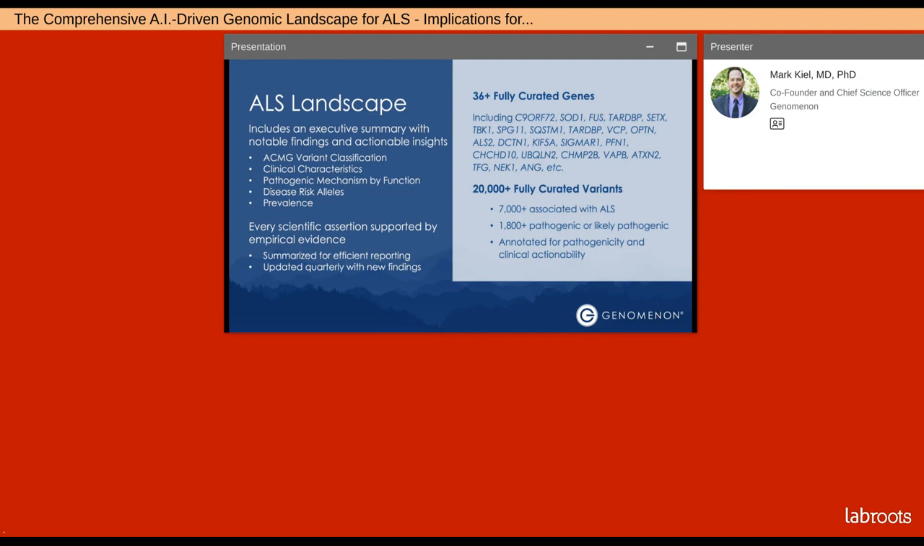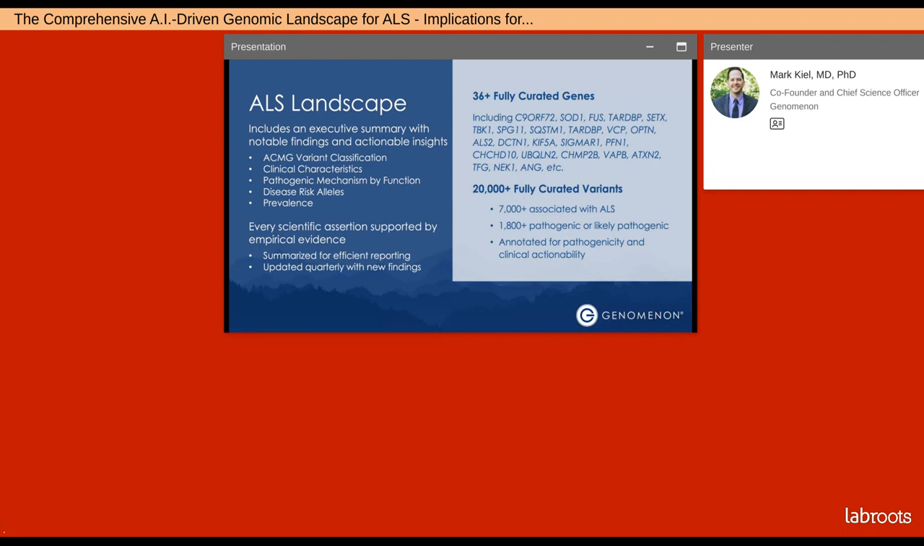All of that work has culminated after review of 21,000 variants in 7,000 variants across these 36 genes that are associated with ALS, including 1,800 that meet the clinical grade criteria for ascribing that variant to causing that patient's disease. That's referred to as pathogenic or likely pathogenic by the ACMG criteria.